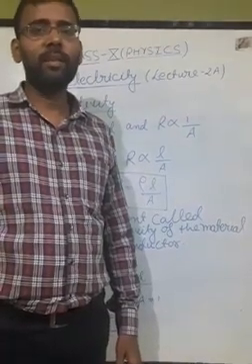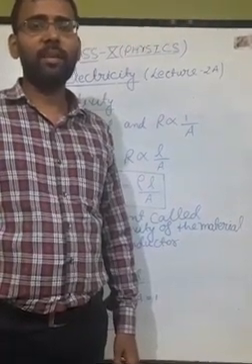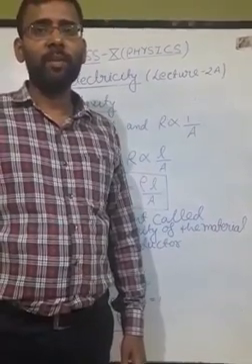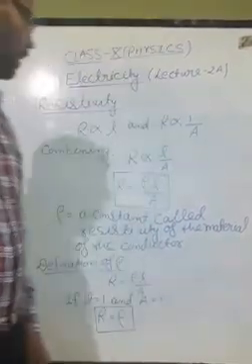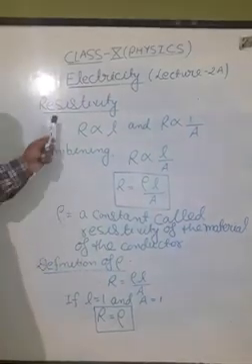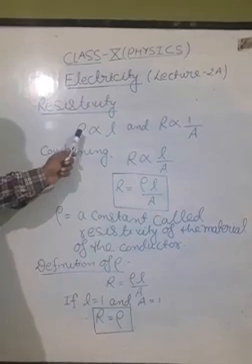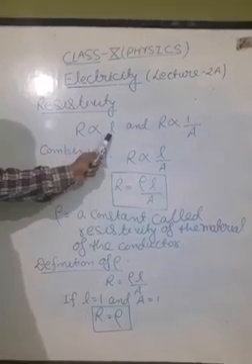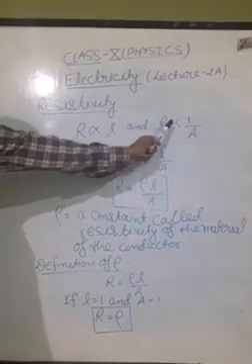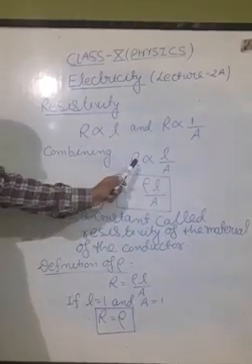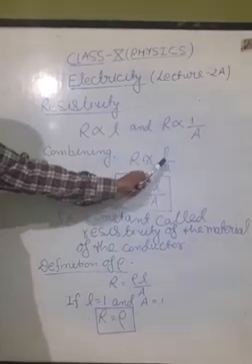Hello students, in the last class we have read up to factors affecting resistance of a wire. Now today we start from the topic resistivity. So we have already read resistance is directly proportional to length and it is inversely proportional to cross sectional area. When we combine these two, then it becomes R proportional to L by A.